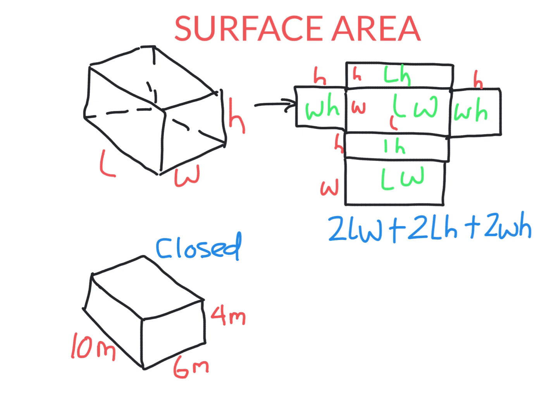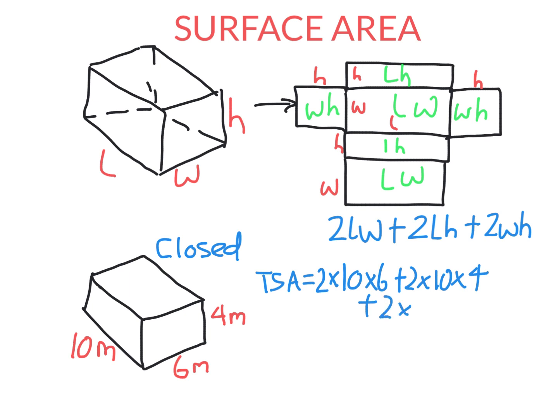I'm going to use this formula to find its total surface area. So we call total surface area TSA. It's 2 times length times width plus 2 times length times height plus 2 times width times height. So if you put that straight on your calculator, you get 248, and it's going to be meters squared. This is surface area, so it uses squared units.